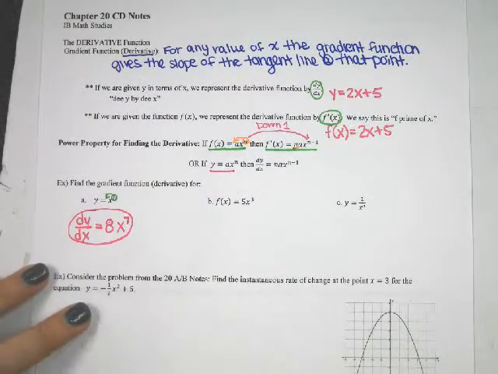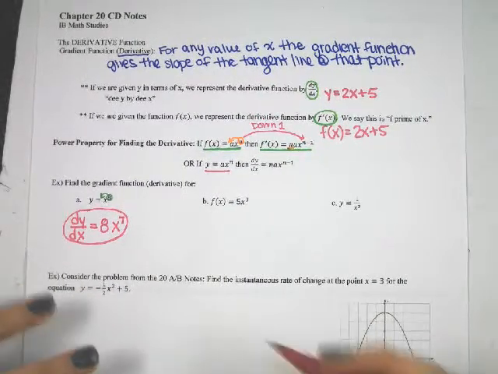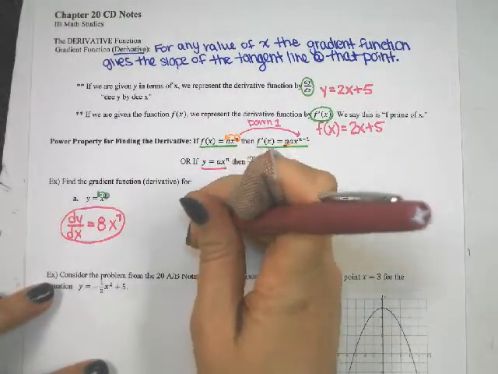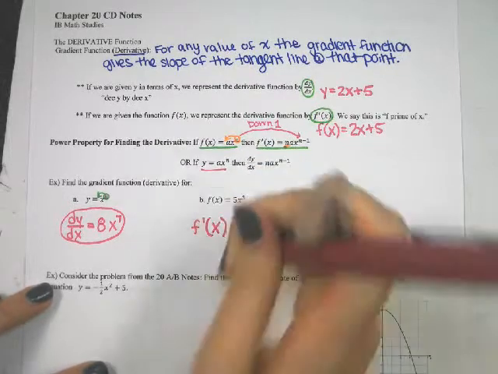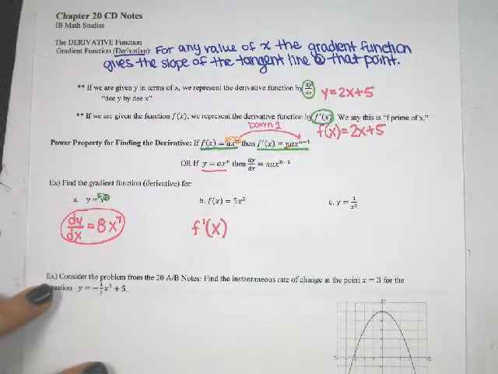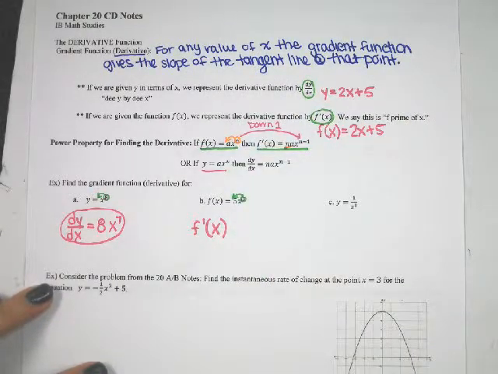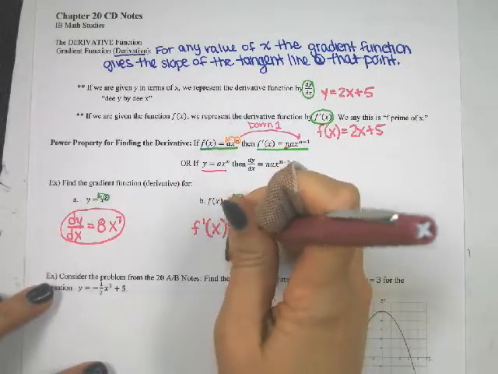Okay. For b, there's a number in front this time. And we're also in f of x notation. When you're in f of x notation, your derivative is f prime of x, like this, with a little prime symbol. Same thing goes. We've got 5x to the third. You take the 3, drop it to the front, multiply it with the 5. 5 times 3 is 15.